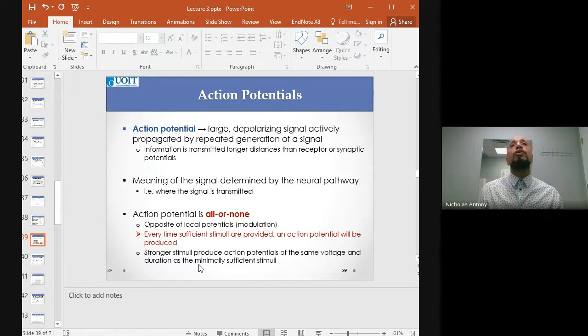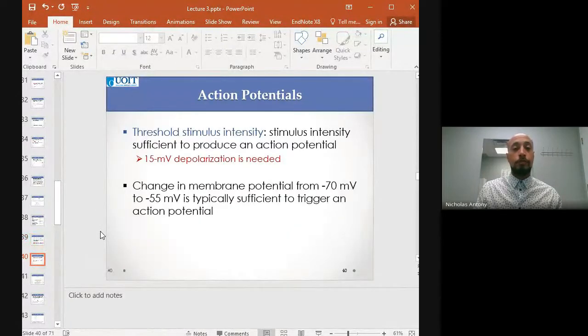And it's through the use of our voltage gated channels, which we've talked about the least just now. But it's through these channels that we get our action potential. So like we said, the threshold stimulus is minus 55 millivolts. That's a 15 millivolt change in our resting membrane potential.